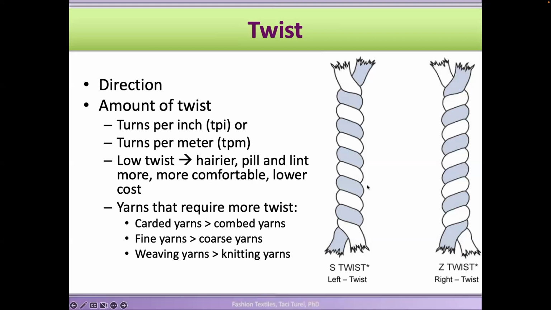Combed yarns are generally longer staples, so they require a little bit less twist compared to carded yarns. Fine yarns usually require more twist than coarse yarns, and weaving yarns require more twist than knitting yarns, because in knitting you don't have a lot of tension on the yarn, there's not as much friction on the yarn as there is in weaving. So if you're making a woven fabric, then the yarns that you use, especially in the warp direction, and we'll talk about warp and filling directions, you require very strong yarns because they have to withstand a lot of friction. So those kinds of yarns require more twist because the twist holds the short fibers together.